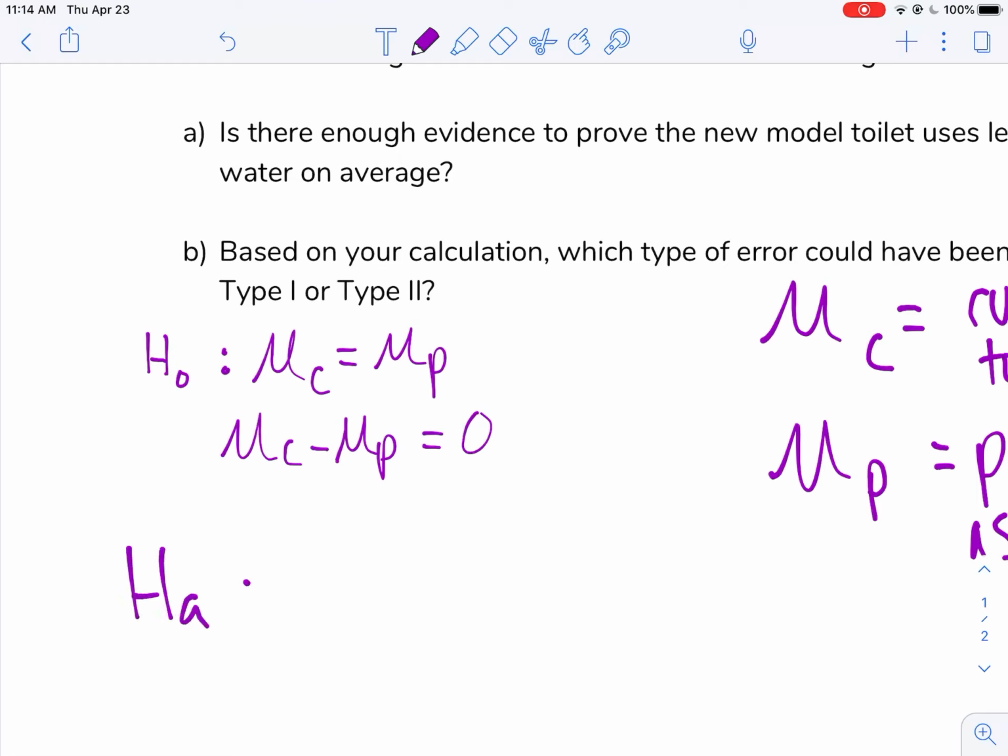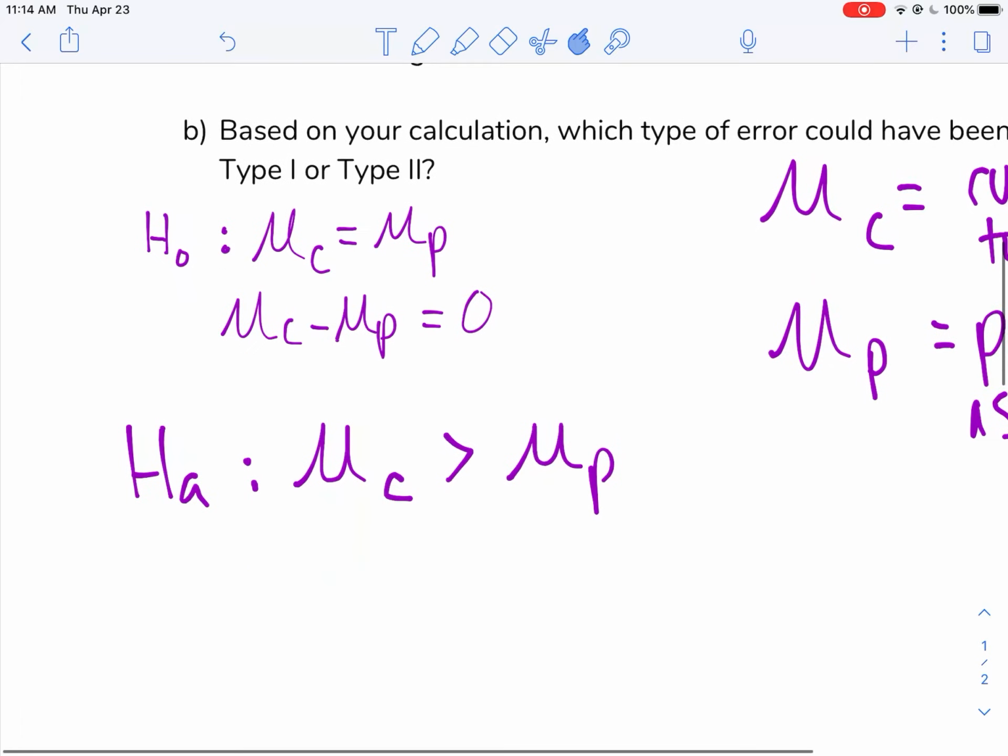All right, for my alternate, I'm trying to prove that the new toilet uses less. So I'm going to do mu of C, my current toilet, is greater than mu of P. Why? Because if mu of P is using less water, then I'm going to be seeing that the current is going to be using more. So mu of C should be greater than mu of P. The average of the current should be greater than the average of the new pressure assisted.